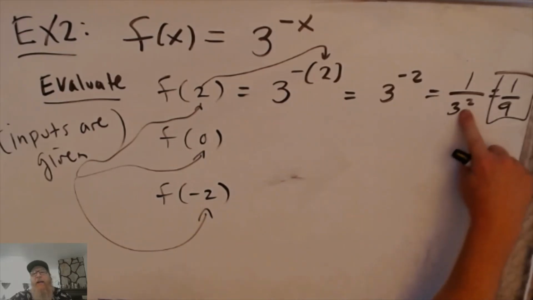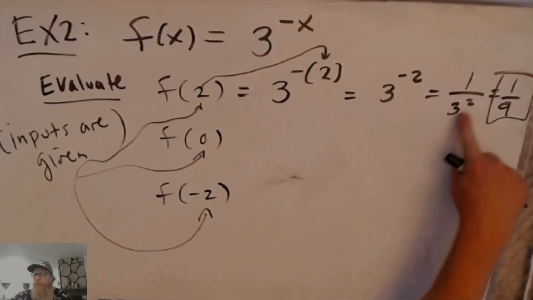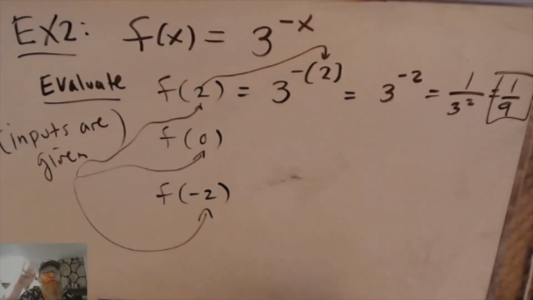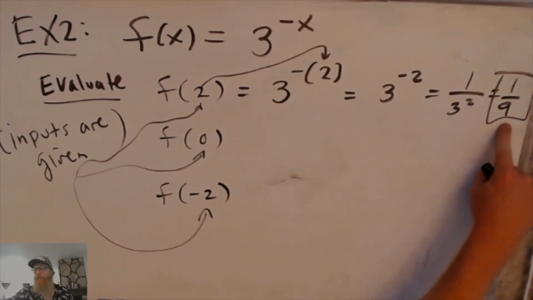One thing I get a lot on the test is somebody will go 3 squared, and then they'll accidentally say 6. Because your mind goes, 3 times 2 and tells you it's 6, and you write down 6, or you type in 6. It's not 6. It's 1/9.